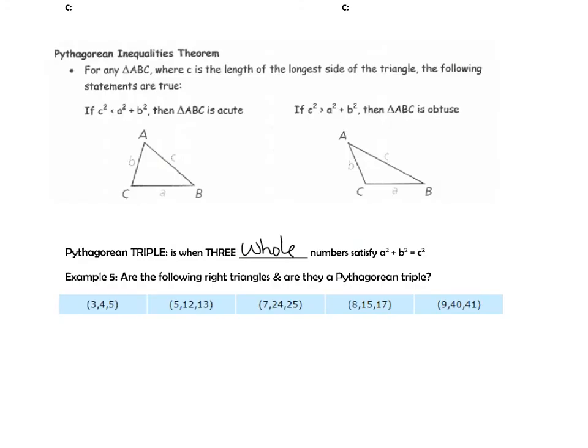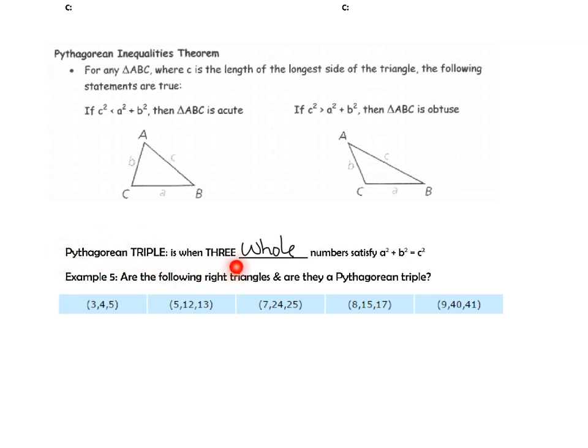All right, so now looking at the Pythagorean inequalities theorem. For any triangle ABC, where C is considered the length of the longest side of the triangle, the following statements can be true. If C squared is less than A squared plus B squared, so if you add A squared plus B squared and that value is greater than your C squared, then this triangle is going to be acute. And the opposite would be that if C squared is greater than the addition of A squared plus B squared, then that triangle would be considered obtuse.